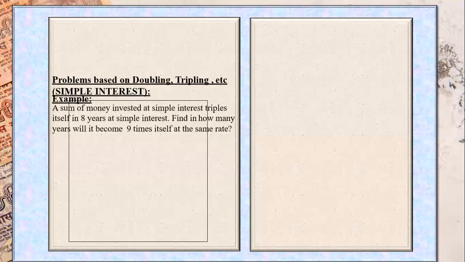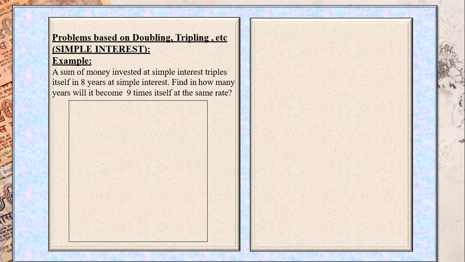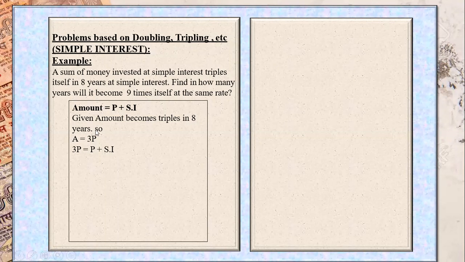Now we'll see some of the commonly asked questions under simple interest, like doubling, tripling. For one example, let me take: a sum of money invested at simple interest triples itself in 8 years. Find in how many years will it become 9 times. Now what we need to do, we know amount is equal to principal plus simple interest. Amount becomes triple in 8 years, so A is equal to 3P. Substituting that, our simple interest is equal to 2P.